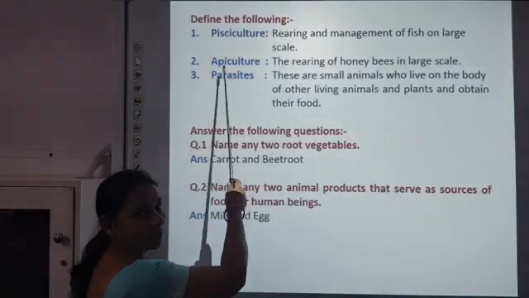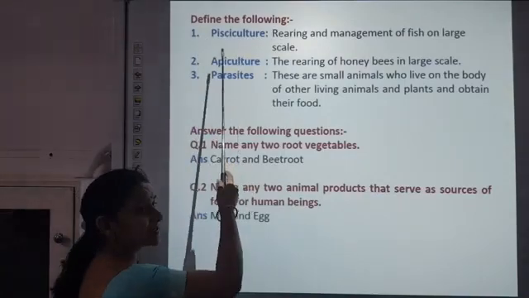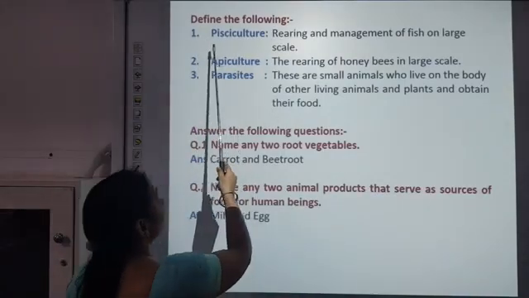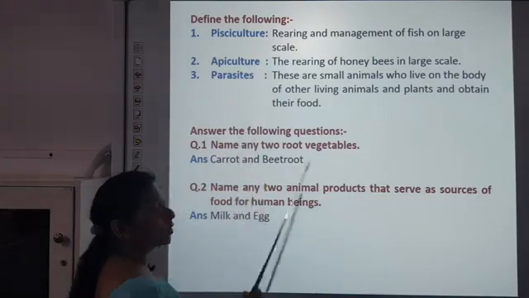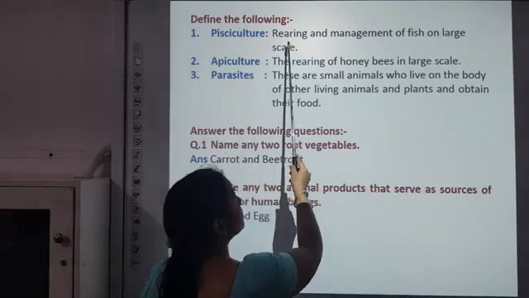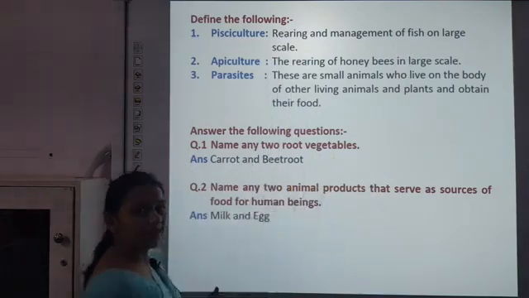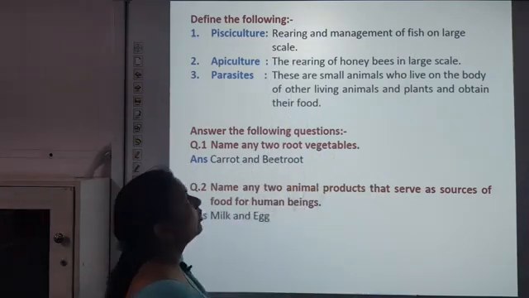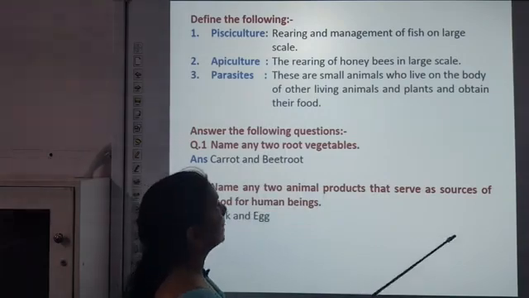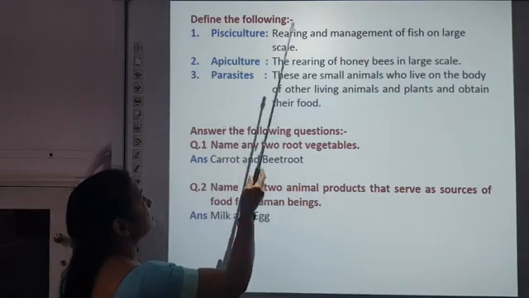Let us discuss the important points, important definitions that are included in this chapter. The first one is pisciculture. Now, what is pisciculture? Pisciculture is the rearing and management of fish on a large scale, when the fish are kept on a large scale for rearing and for management. This is called pisciculture.